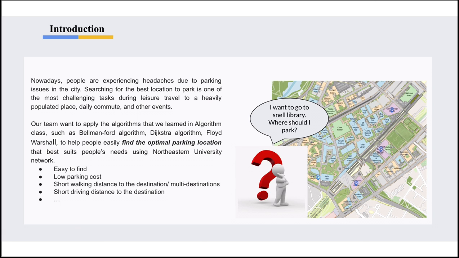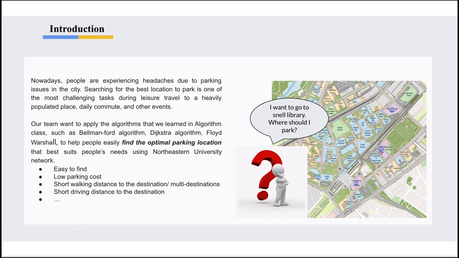Searching for a best location to park is one of the most challenging tasks during leisure travels to heavily populated places, daily commute, and other events. Our team wants to apply algorithms that we learn in algorithm class, such as Bellman-Ford, Dijkstra's algorithm, and Floyd-Warshall, to help people easily find the optimal parking location that best suits people's needs using Northeastern University network as a study case.